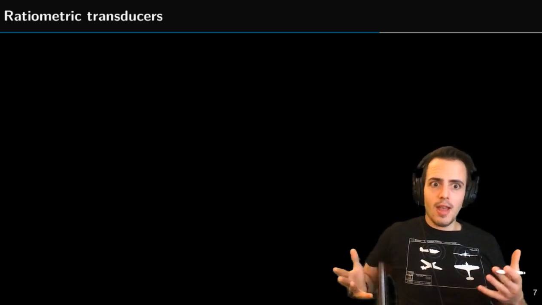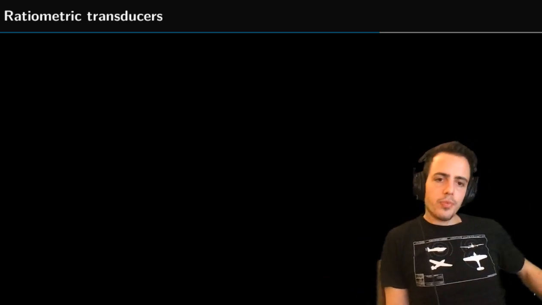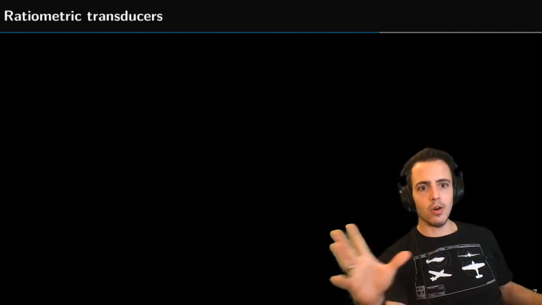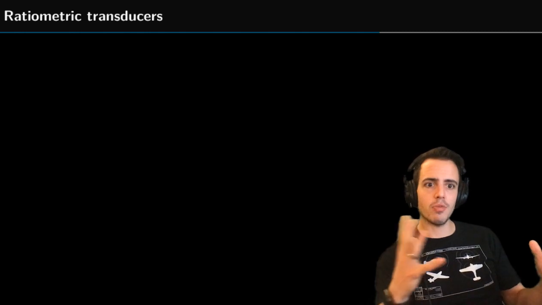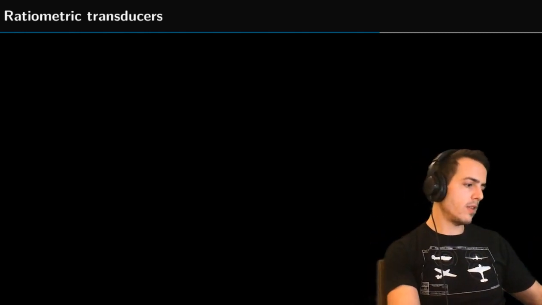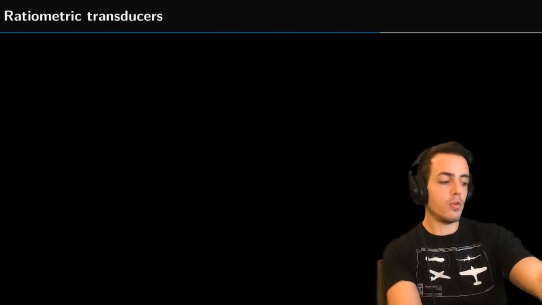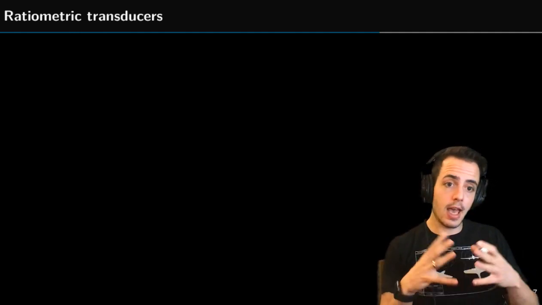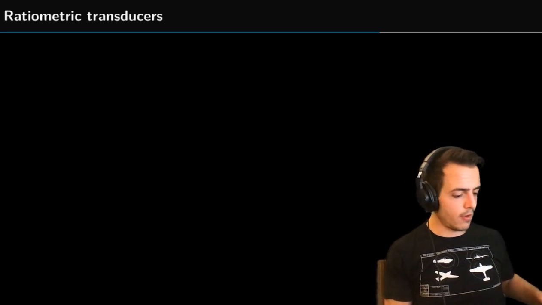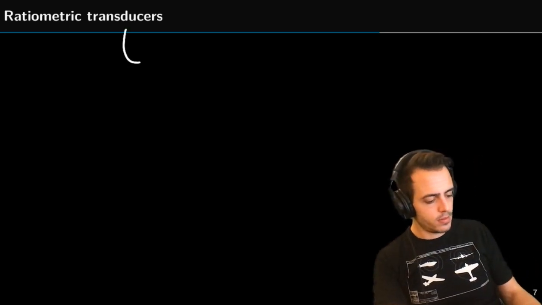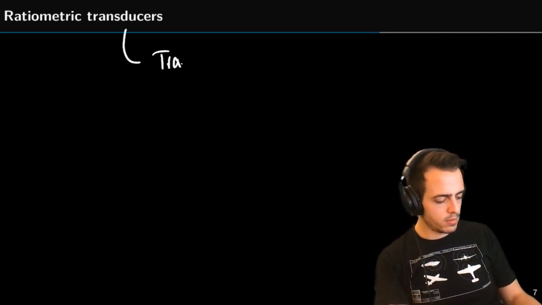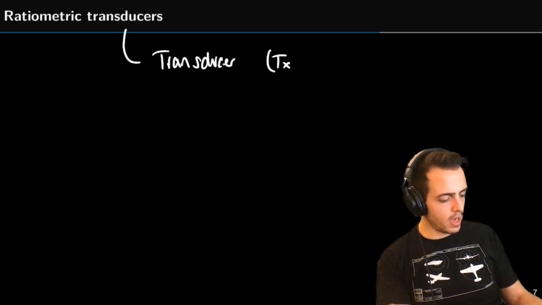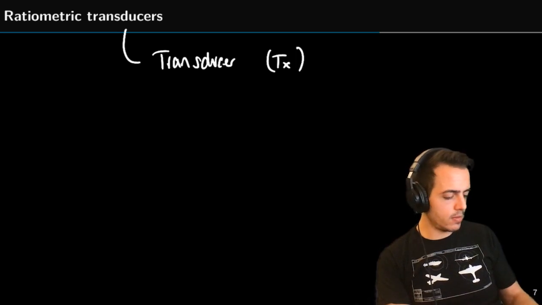Ratiometric transducers next. Okay, so the previous example was a completely physical analog spring, had no power going to it. Now what we tend to use as engineers, we use transducers. So a transducer is any device that's capable of taking a quantity of interest and turning it into an electrical change. You'll sometimes see it being abbreviated to TX.